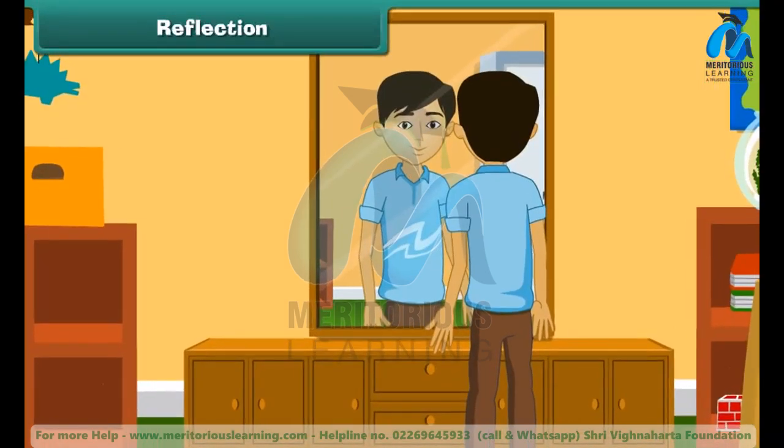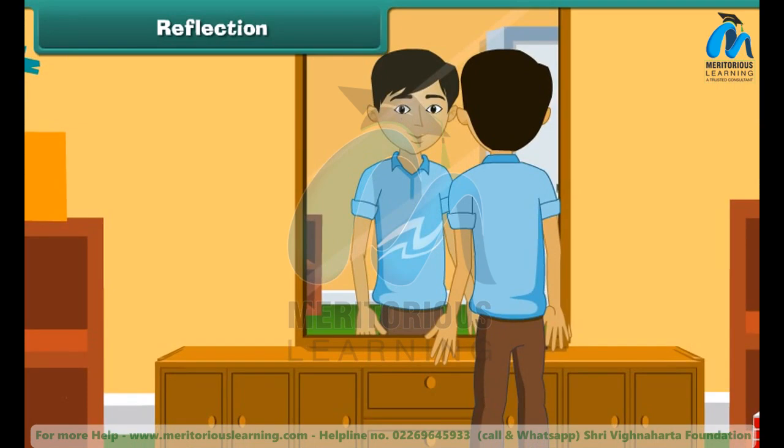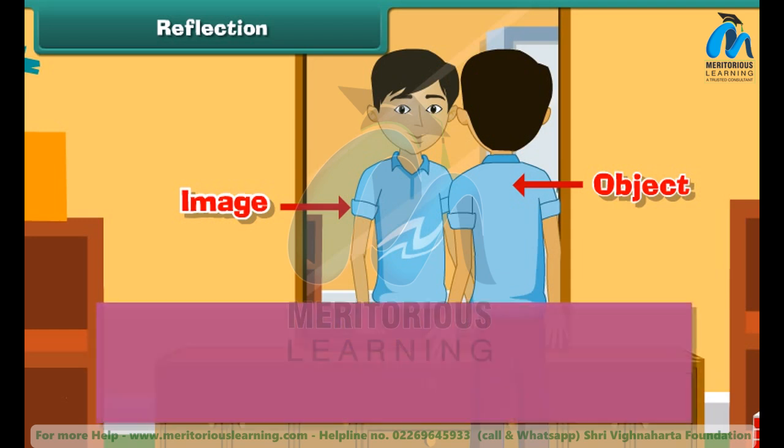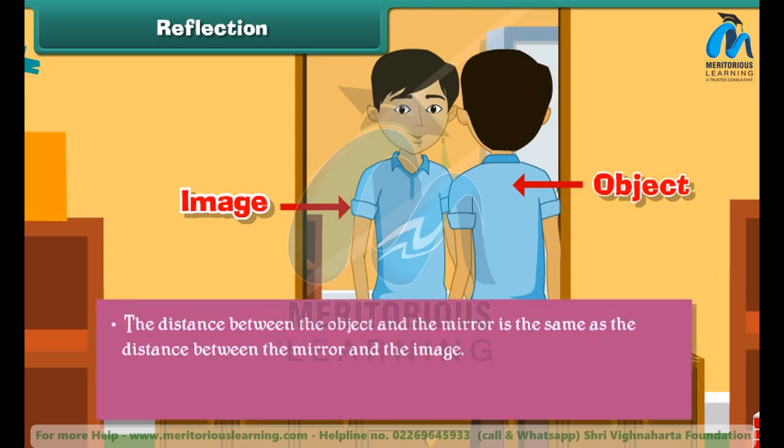Reflection. When you position yourself in front of a mirror, what you see in the mirror is your reflection. You are the object, and the reflection is the image. Here are some interesting facts about reflections. The distance between the object and the mirror is the same as the distance between the mirror and the image. The sizes and shapes of the object and the image are matched exactly.